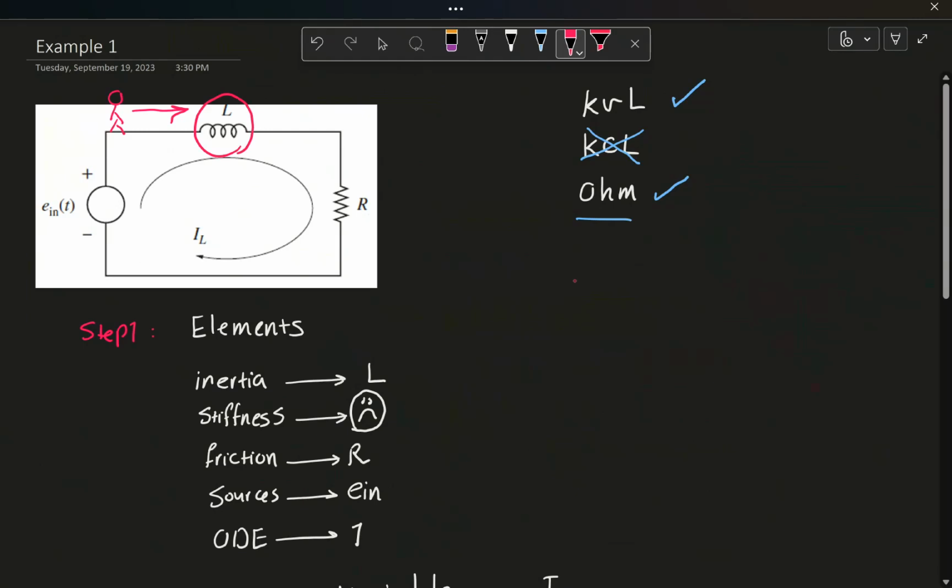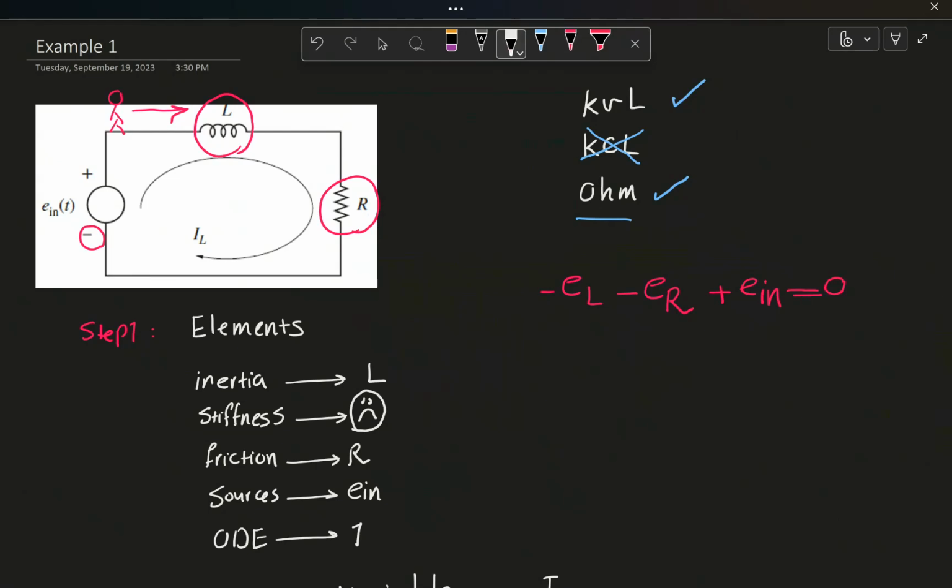Across L, the voltage drops. So I have negative EL. Across R, the voltage drops again. I would have negative ER. And across the battery, since I hit the negative polarity of the battery first, the voltage rises. And then this is equal to 0. As simple as this. Okay?